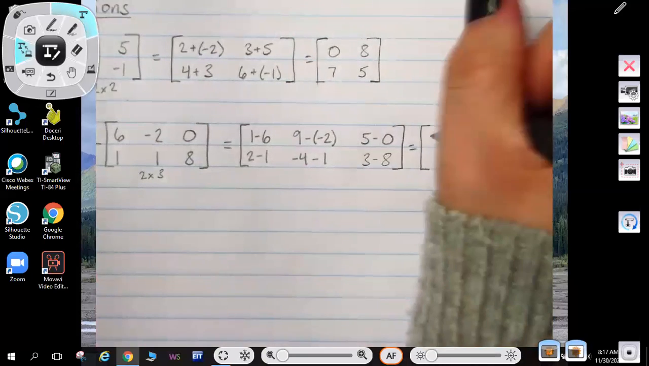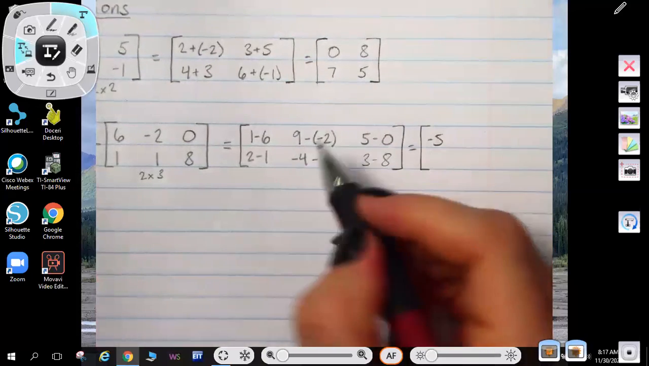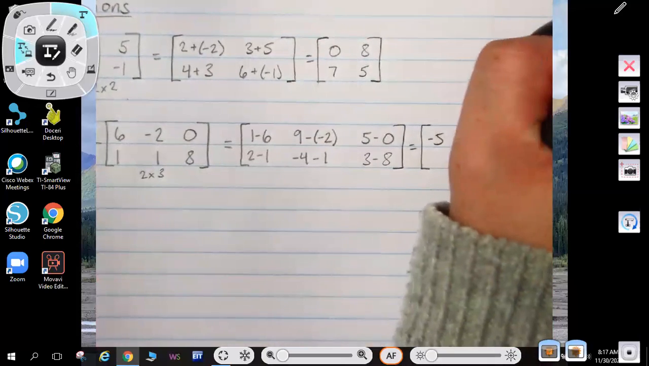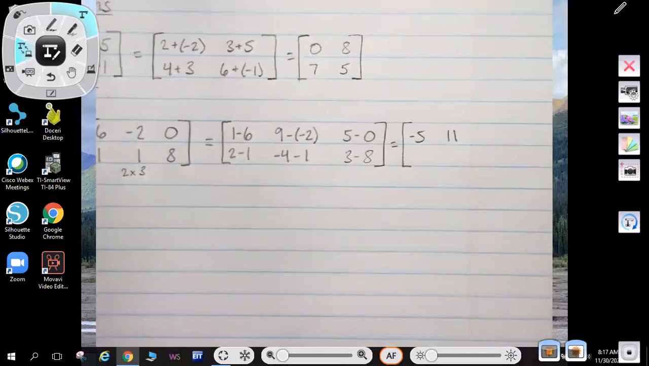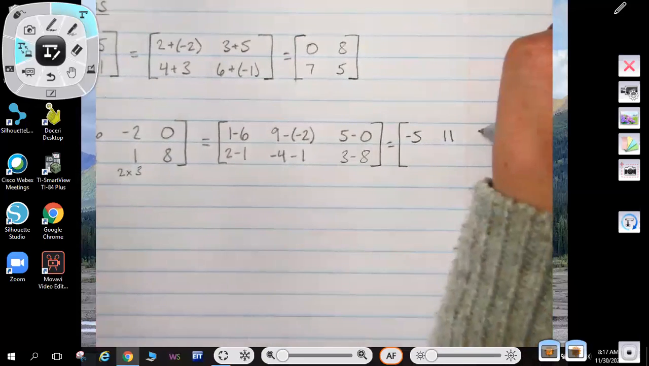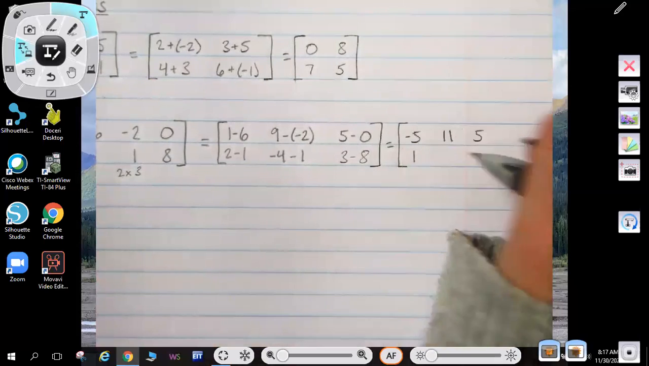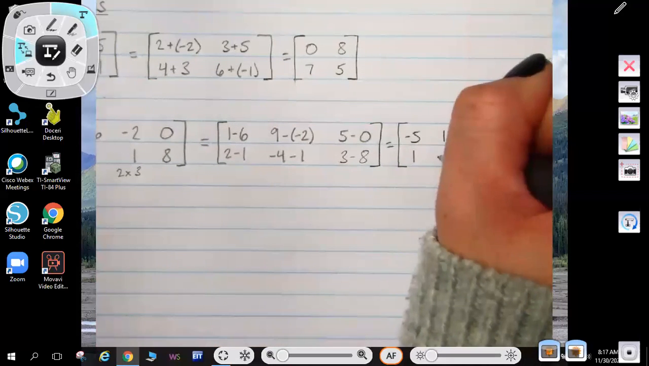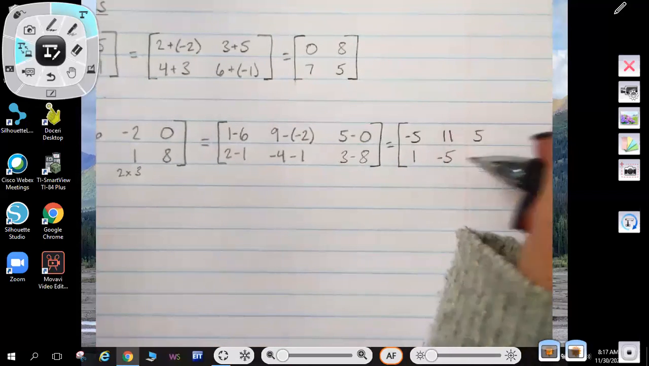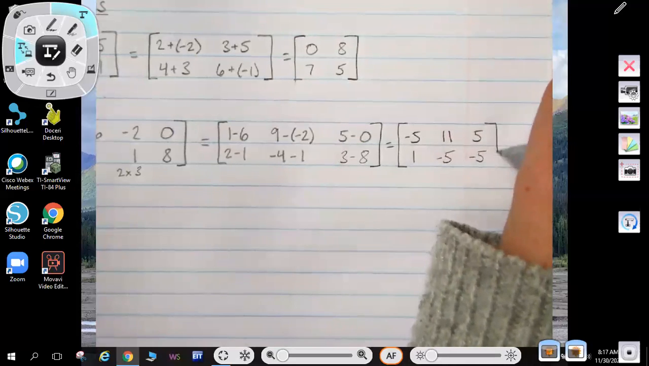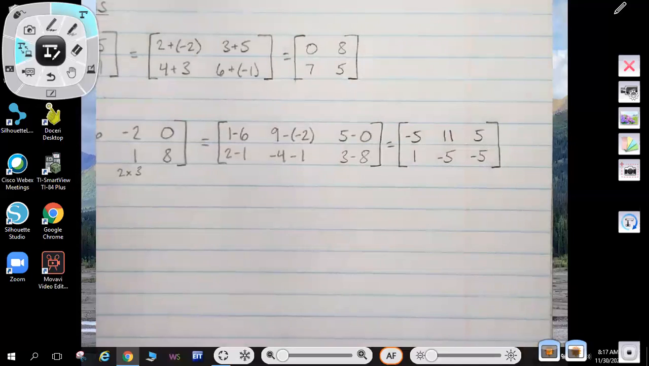Okay, 1 minus 6 is -5. 9 minus -2 is the same as 9 plus 2, which is 11. 5 minus 0 is 5. 2 minus 1 is 1. -4 minus 1 is -5. And 3 minus 8 is -5. That's our answer.